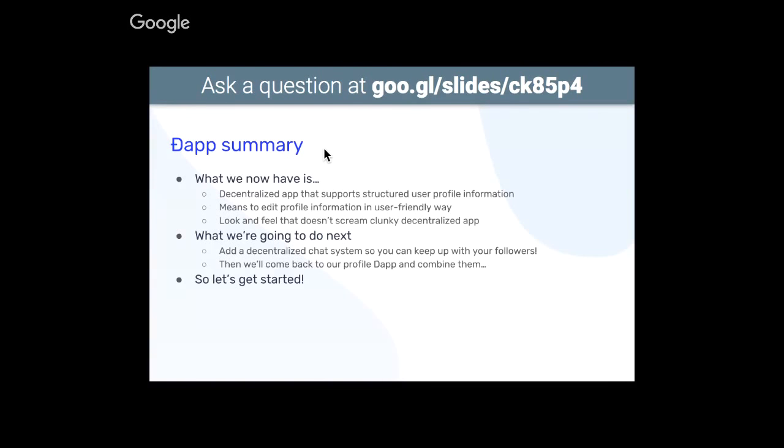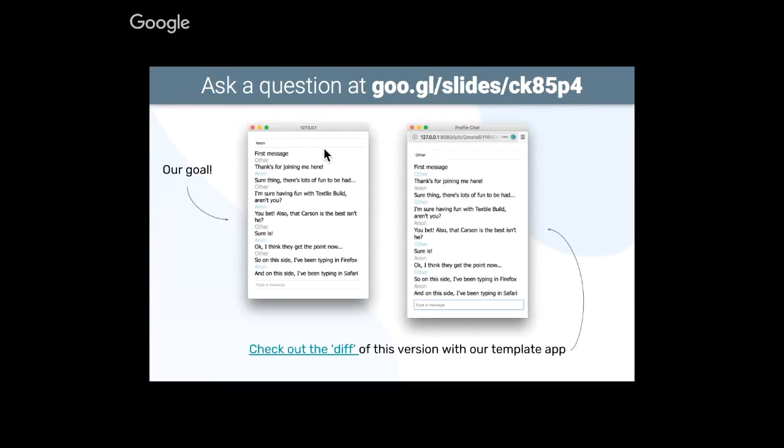full featured. And then what we're going to do next, right after a quick check for any questions, is we're going to add a decentralized chat system to our profile so that you can keep up with your followers as they're checking out your profile. And then we'll come back to our profile DApp and we'll combine them together. All right, so we'll get started on that in a moment, but this is our ultimate goal. We're going to create a little DApp that would run next to your profile so that you can see what your users think of your great work.